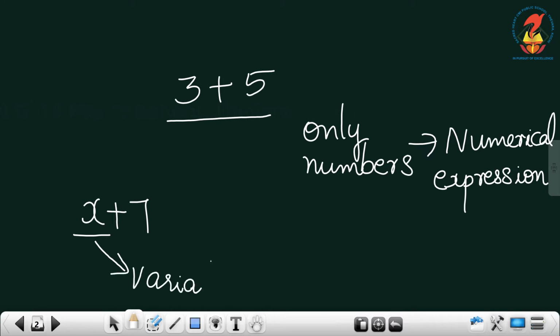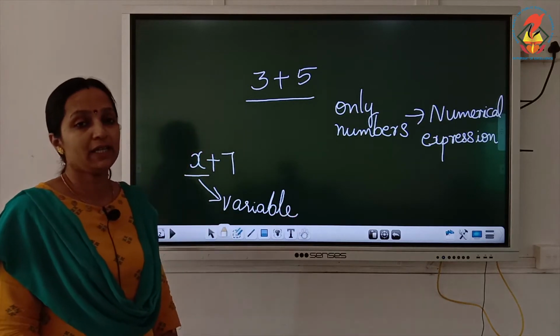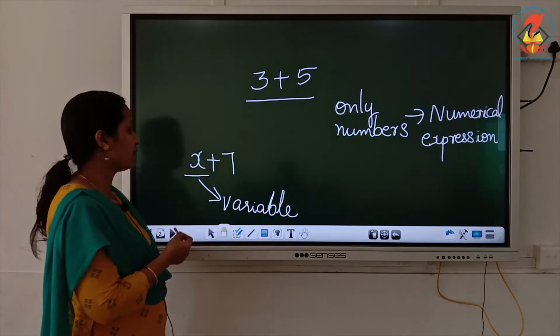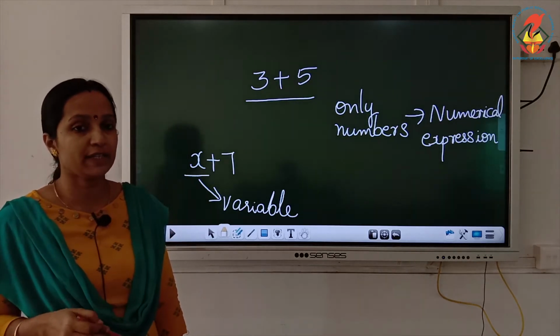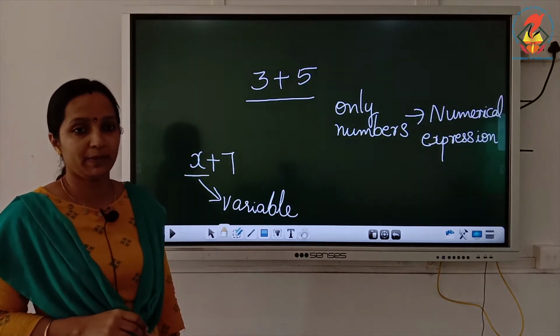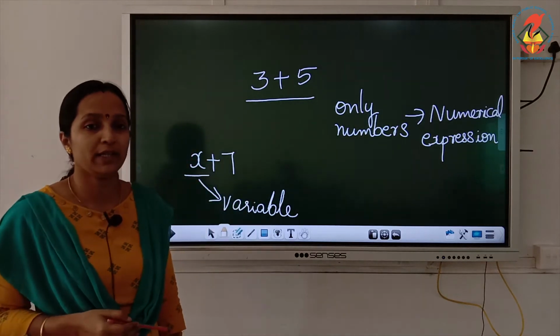What is the name? Variable. So what do you mean by variable? Variable means it does not have a fixed value. Why are we calling x a variable? Because depending upon the situation, the value of x changes. That's why we are calling x a variable.